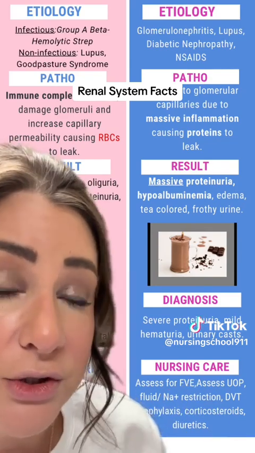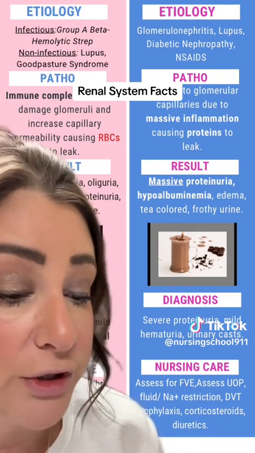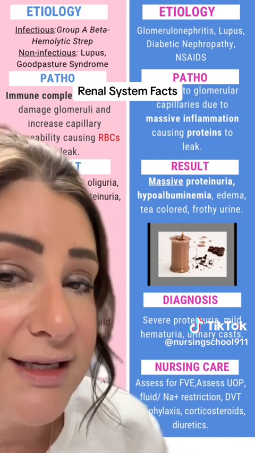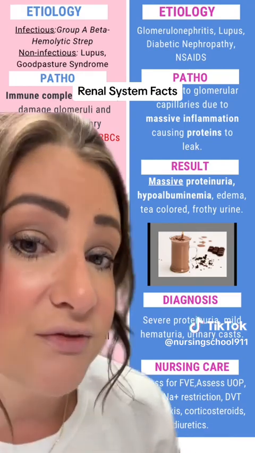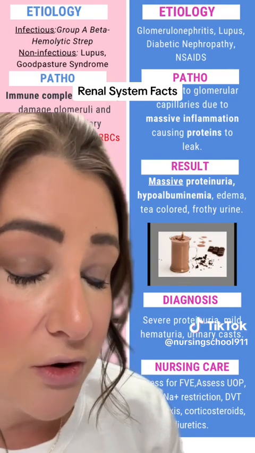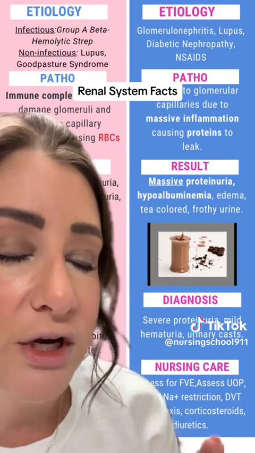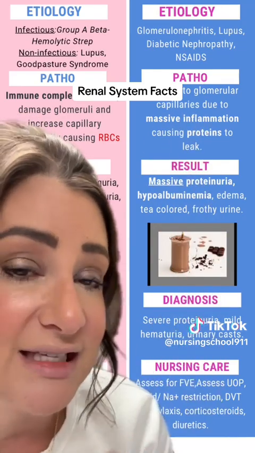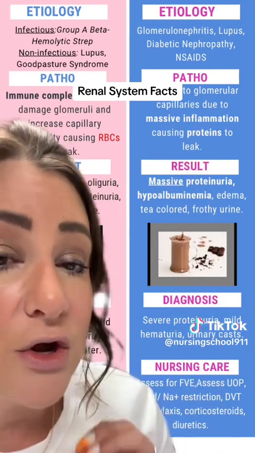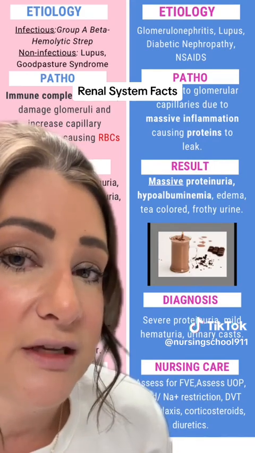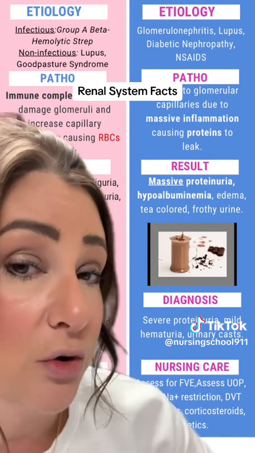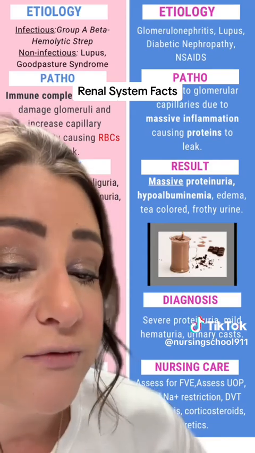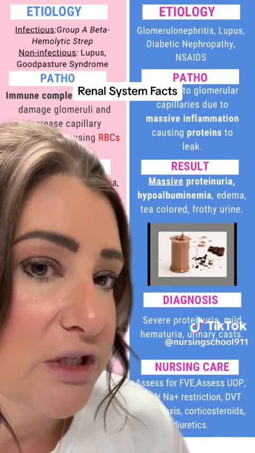We're going to monitor blood pressure. We're going to monitor urine output. Again, DVT prophylaxis is very important for these patients as well. We're also going to be hitting them with a bunch of corticosteroids to try to counteract that massive inflammation. And also, they're going to be getting diuretics at this point because once we progress to nephrotic syndrome, fluid volume excess is a real concern for these patients.